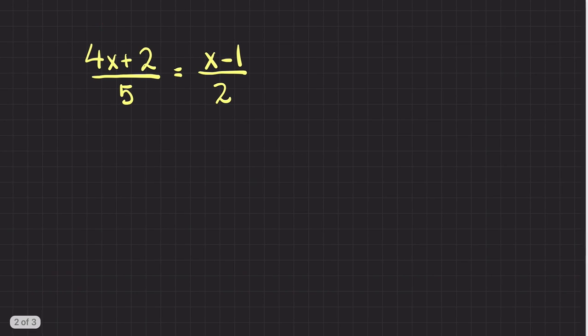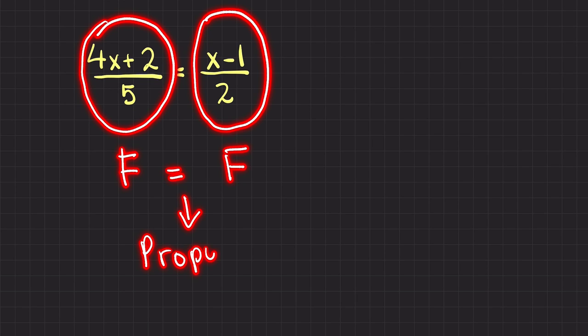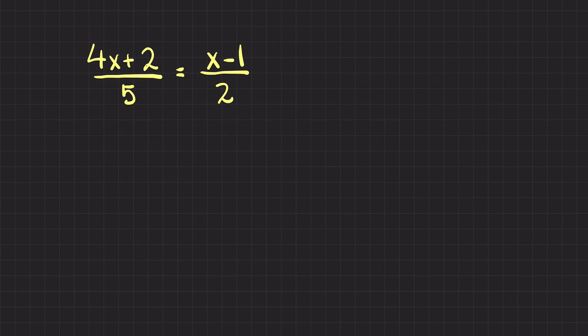Now, also, it will be very helpful if you recognize that here you have a fraction equal to another fraction. That means this is a proportion. And if that's the case, then you can do cross multiplication, and that will be really helpful because you will get rid of the denominators. So let's start and do that. Let's start with the cross multiplication.